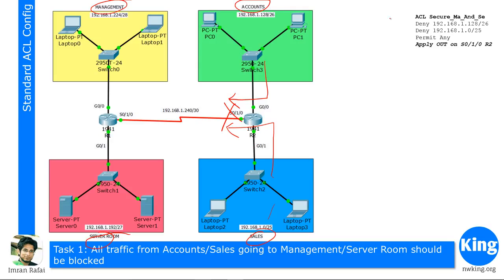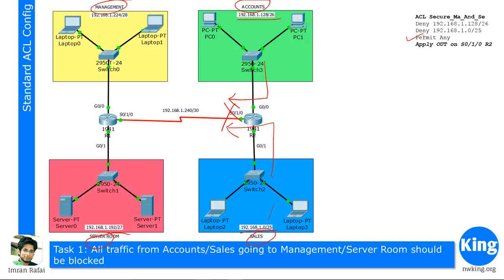Now the ACL says deny 192.168.1.128/26, that is this one, the entire accounts network. Or it says deny 192.168.1.0/25, which is the entire sales network. So we're saying deny this entire network and deny this entire network, and permit any.